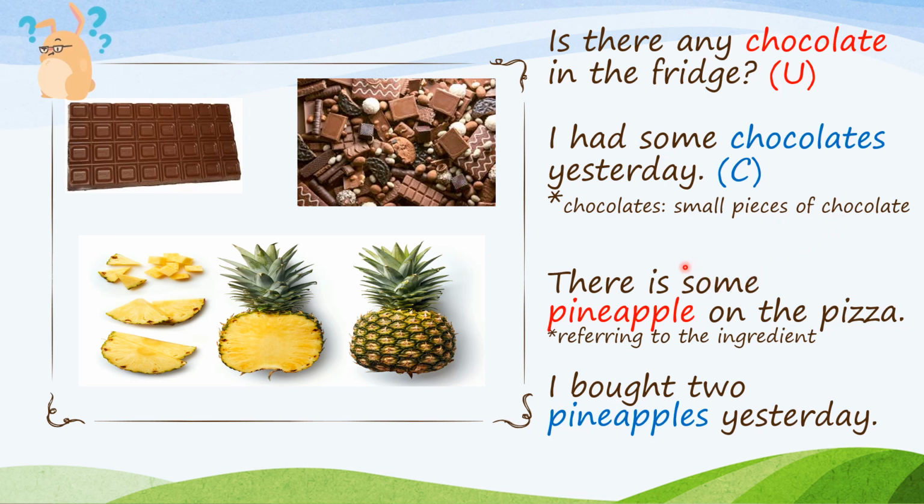Another example is pineapple, alright? When you say there is some pineapple on the pizza, notice pineapple here is singular and they use there is. So the pineapple is actually referring to the ingredient. We are not counting how many pineapples are there, okay? Alright? Now if you say I bought 2 pineapples yesterday, we are actually counting them. There are 2 pineapples, 1, 2. Okay? So pineapple can be both countable and uncountable noun.